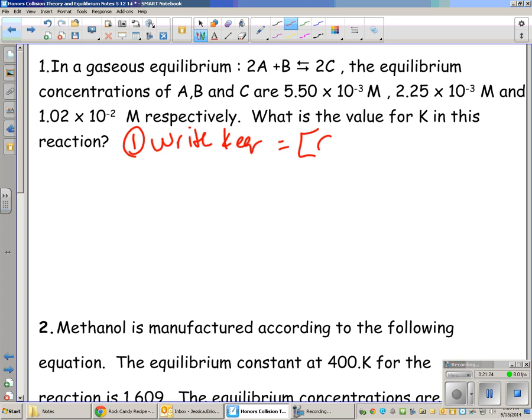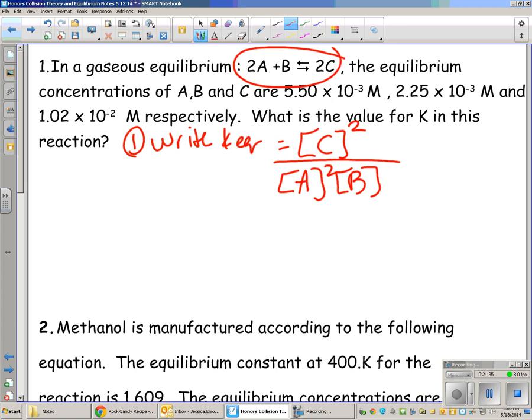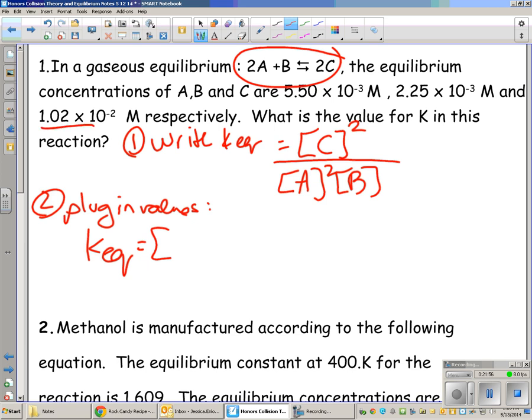It's the concentration of C to the second power over concentration of A squared times concentration of B. So all we're doing is writing it down from our ICE table. All right, now what do we want to do to actually solve for K? Plug them in, right? Plug in values. So KEQ is equal to, what was the concentration for C given? 1.5. It's respectively, there we go.